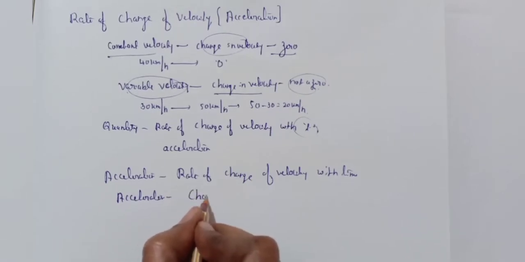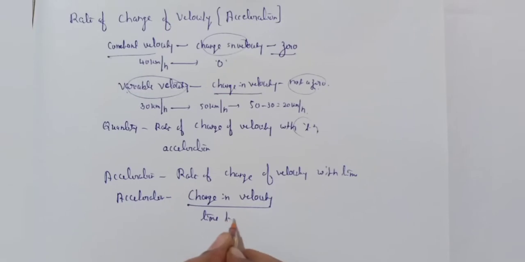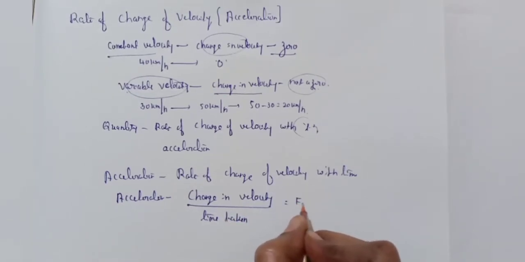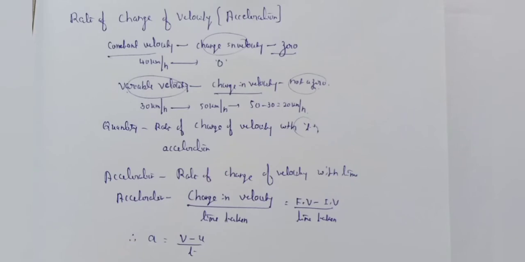And we can express the acceleration as change in velocity by time taken. So the change in velocity is given by final velocity minus initial velocity, by time taken. The acceleration is denoted by the symbol small letter a, final velocity by v, initial velocity by u, and the time by t. So the acceleration can be expressed as a is equal to v minus u by t. And you know the SI unit of velocity is meter per second, and the SI unit of time is also second. Here we have 2 units of time. So the SI unit of acceleration is meter per second square.